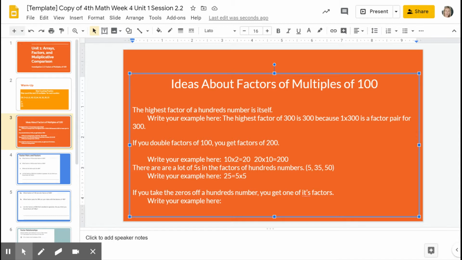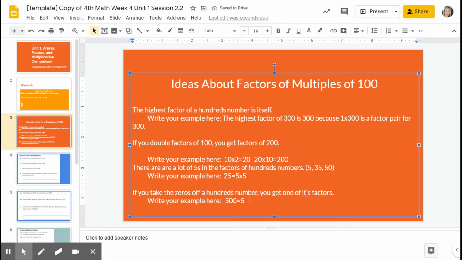Okay, and then the last idea about factors of multiples of 100: if you take the zeros off a hundreds number, you get one of its factors. I want to go to a bigger hundreds number. Let's try 500. I wrote 500, I'm going to put equals, and take those zeros off. What will it leave me? The number 5. Is 5 a factor of 500? Yes, it is. That's so crazy, isn't it?